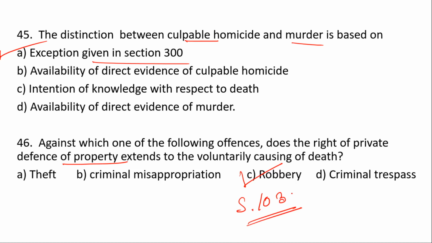Section 100 talks about several conditions; I have given robbery, but besides robbery there is house breaking by night, mischief by fire; you should look at all of them. Section 103 relates to private defense of property extending to voluntarily causing of death, and section 100 talks about when the right of private defense of body extends to causing death. This is property and this relates to body.